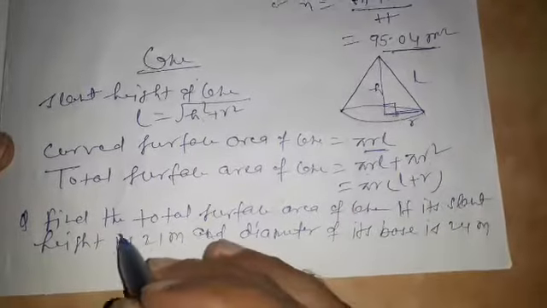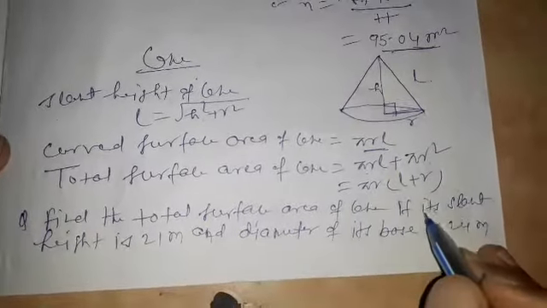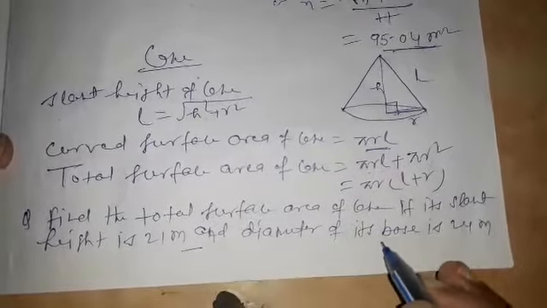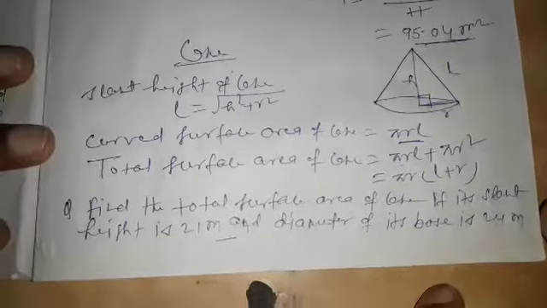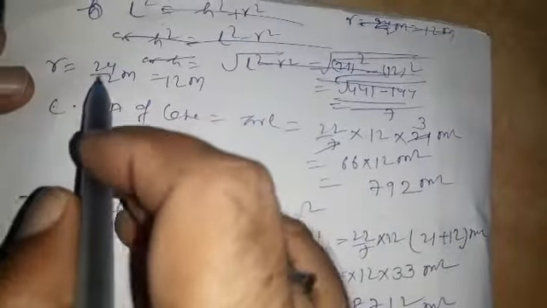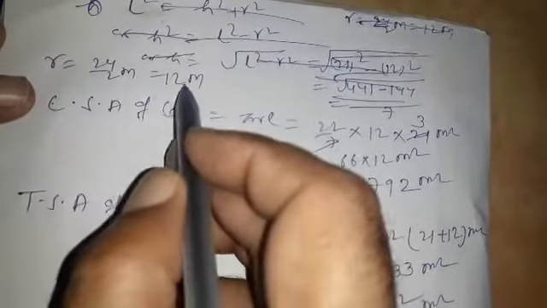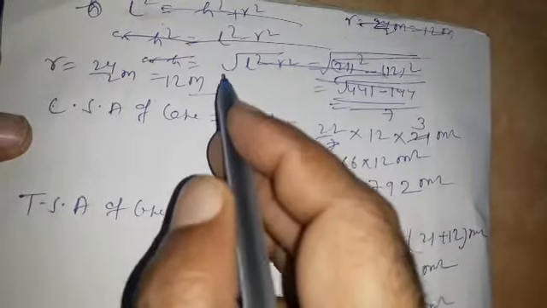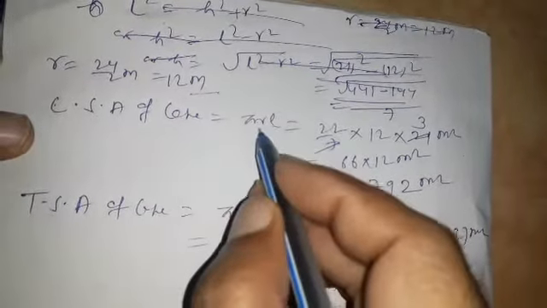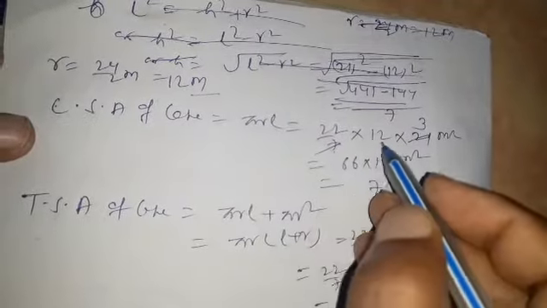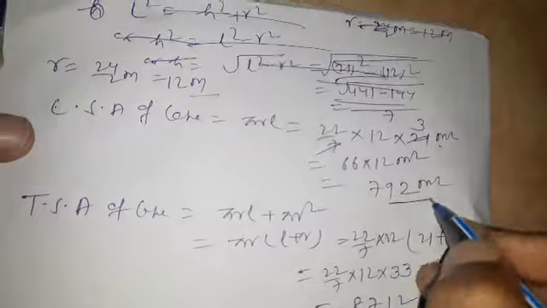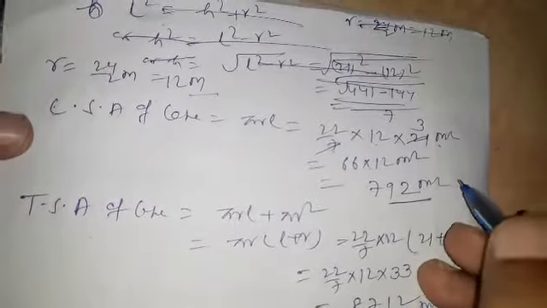Now we have one question. Find the total surface area of a cone if its slant height is 21 meter and the diameter of its base is 24 meter. Diameter is 24 meter, so radius is 24 by 2, which is 12 meter. Now the CSA of the cone, because the slant height is already given, is pi r l, so 22 by 7 into 12 into 21 meter square, and after calculation we will find 792 meter square.